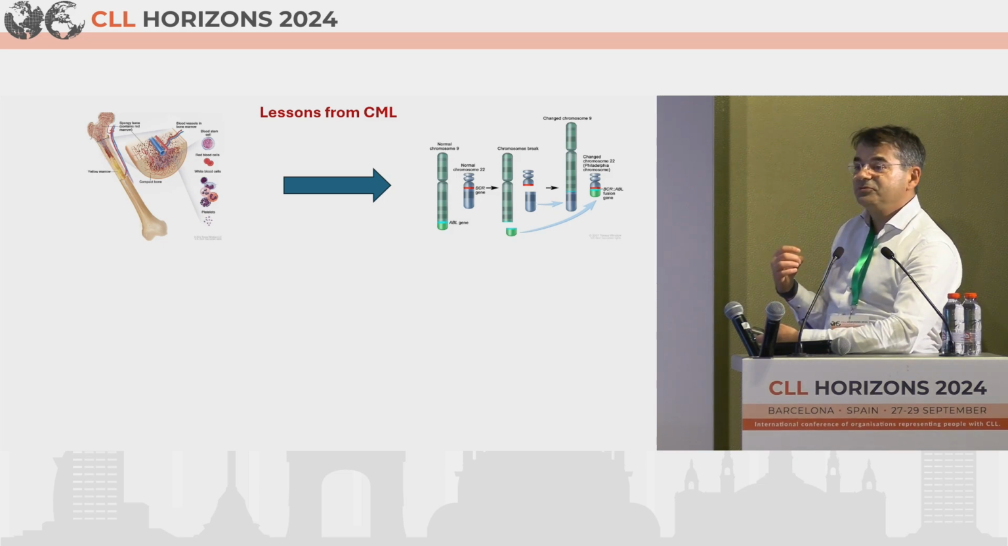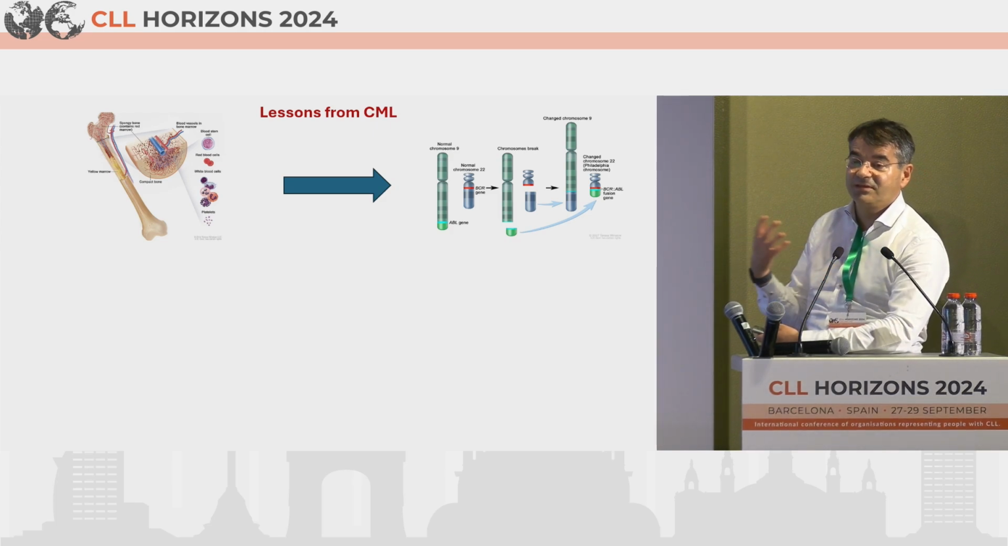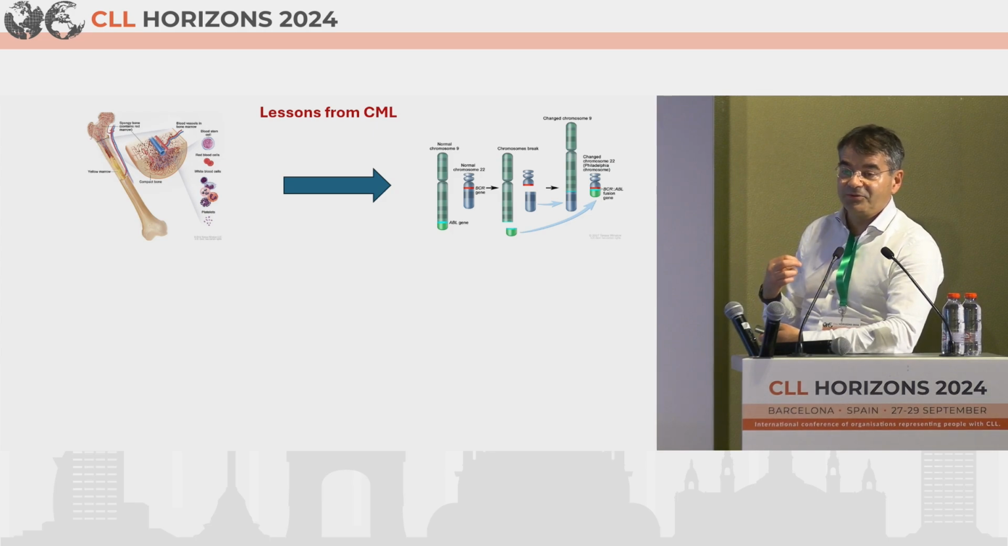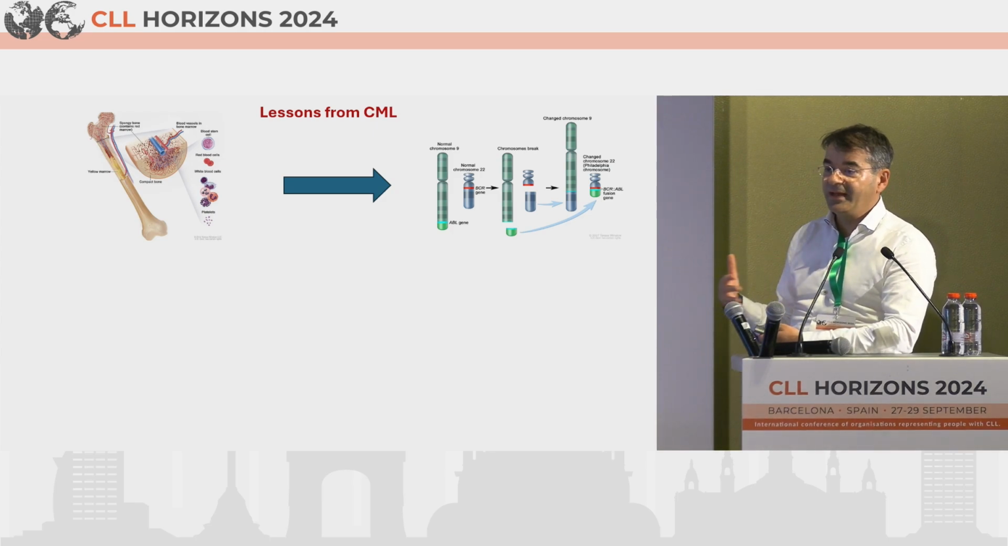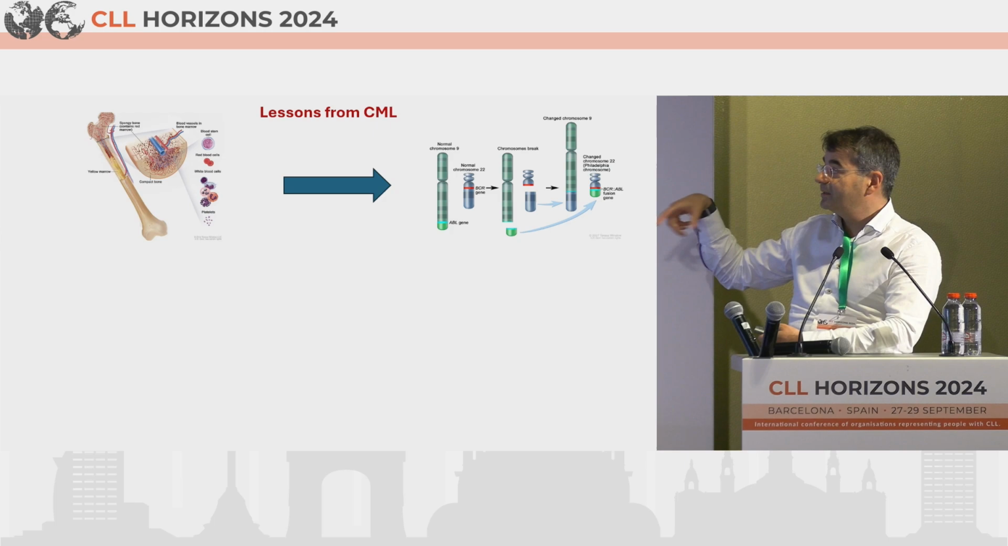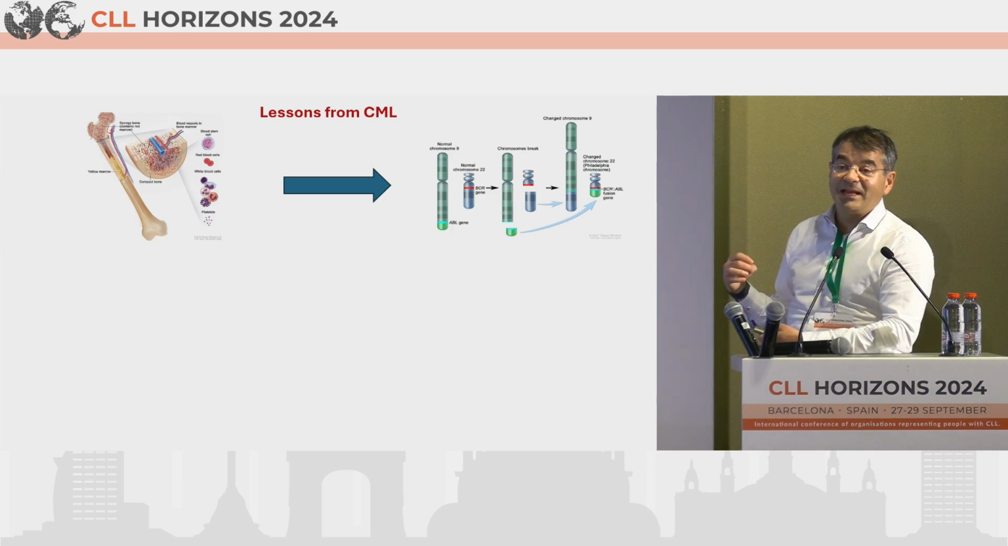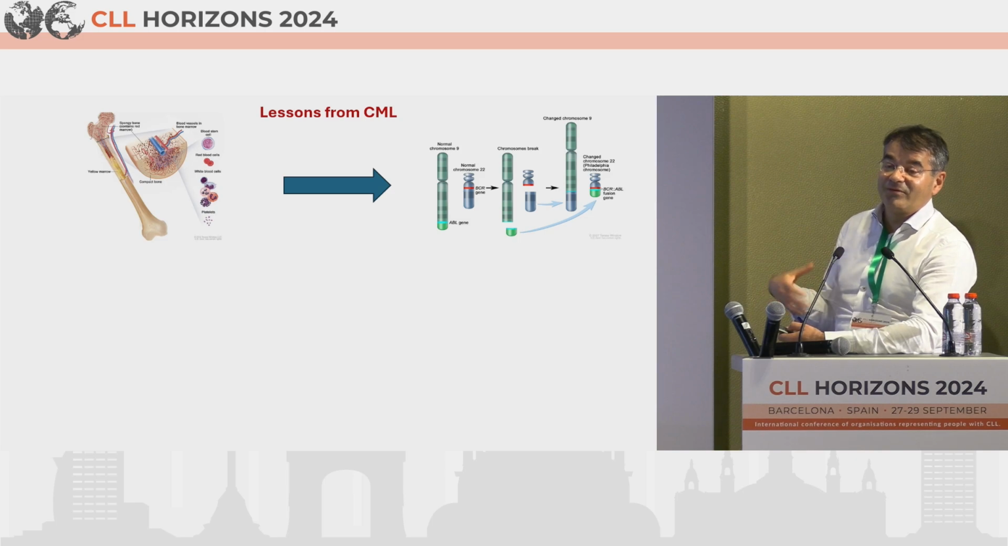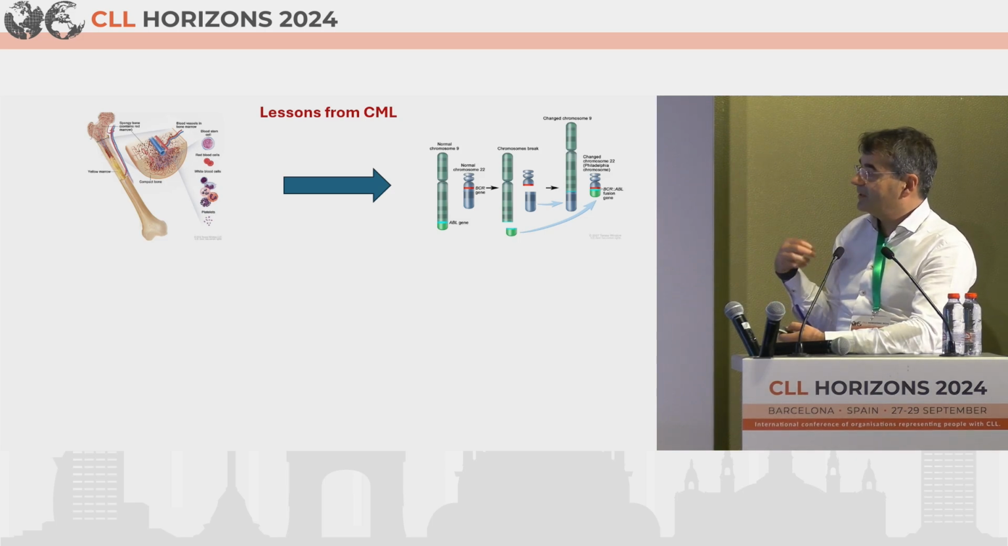It's also good to mention that a lot of good things were discovered in CLL, like the use of BTK inhibitors and the BCL2 inhibitors that are now used also in other types of lymphoma, and in AML, all started in CLL. But the CLL doctors cannot claim that we discovered MRD. MRD actually came from other diseases, and a very important one is CML.